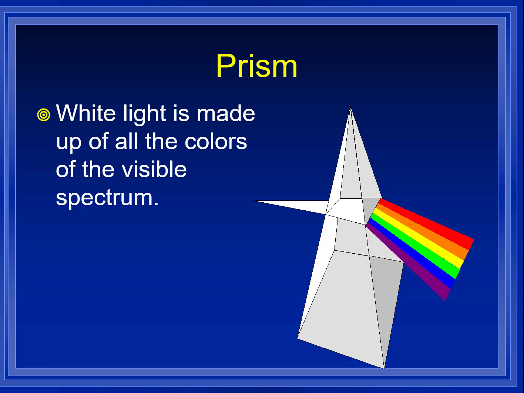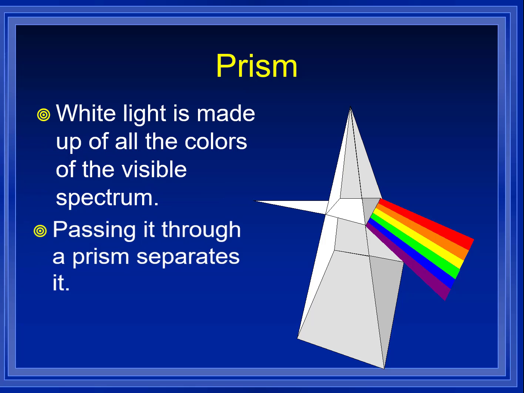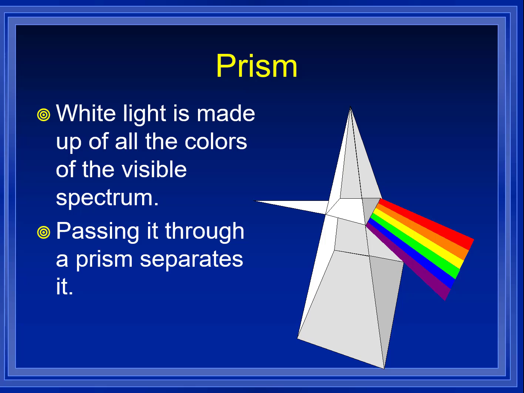And when you pass white light through it, it separates it into the whole rainbow. That rainbow is called the spectrum. Well, it's called the visible spectrum because we can see it. Spectrum just means a wide range.